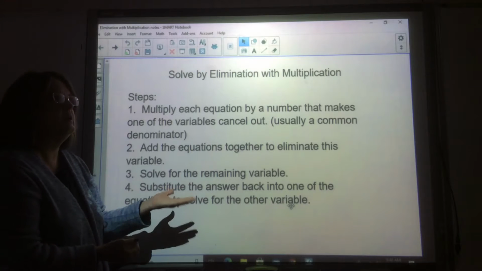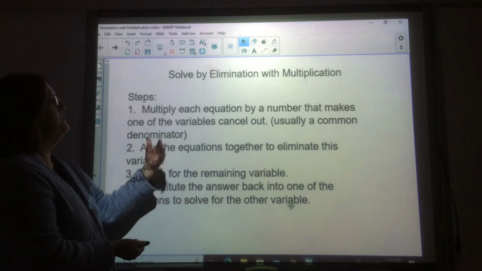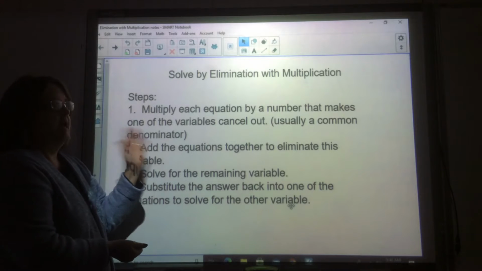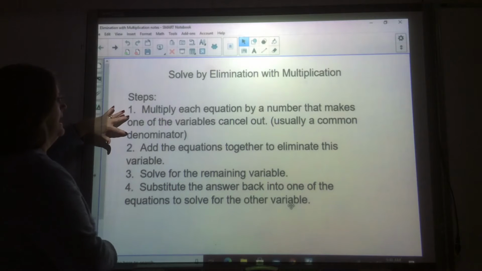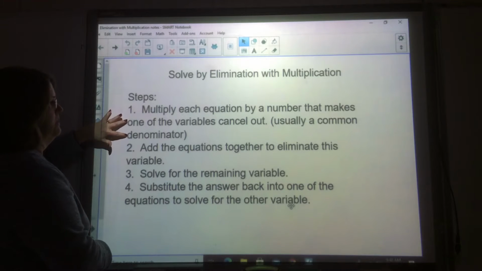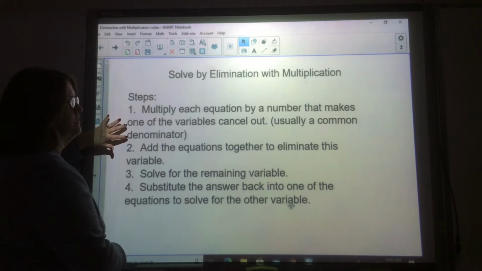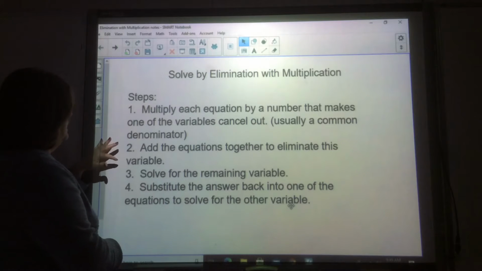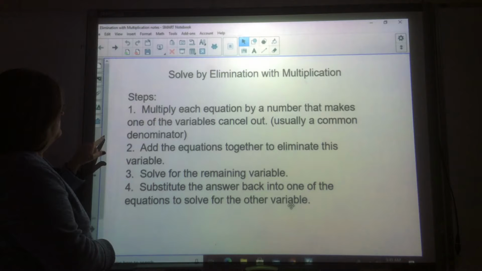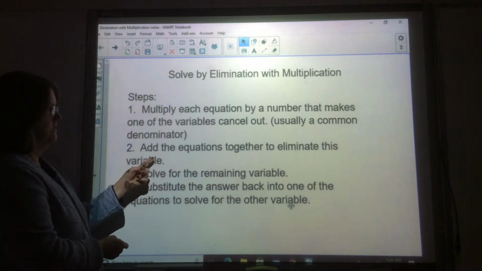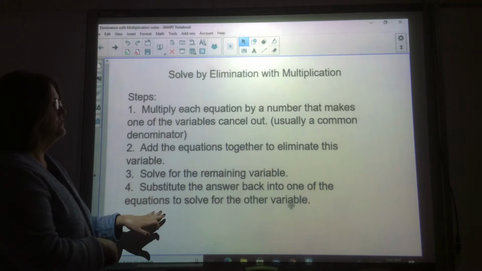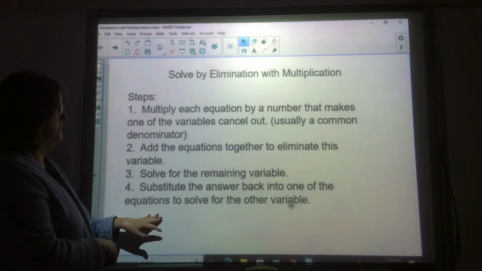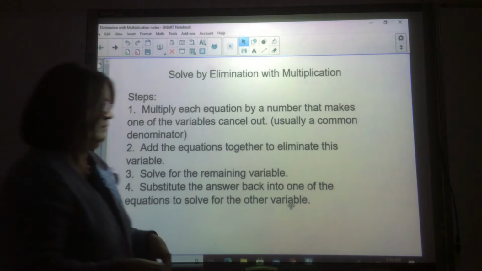So between 2 and 3, the common denominator is 6. So you multiply by whatever made that become 6. Okay, you'll see when I do an example, but these are the steps. You're going to multiply each equation by a number that makes one of the variables cancel out or eliminate itself. You're going to add the equations together to eliminate this variable. After that, you're going to solve for the remaining variable. One variable will be left and you'll solve for it. Then you'll substitute that answer back into one of the equations to solve for the other variable.